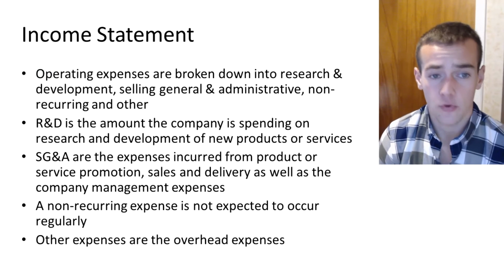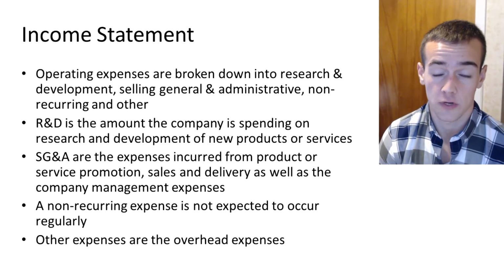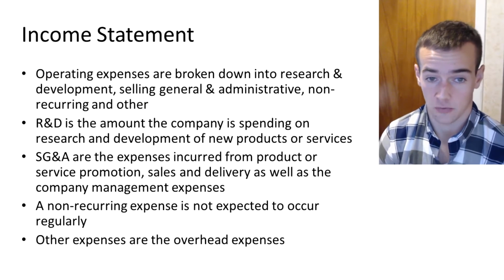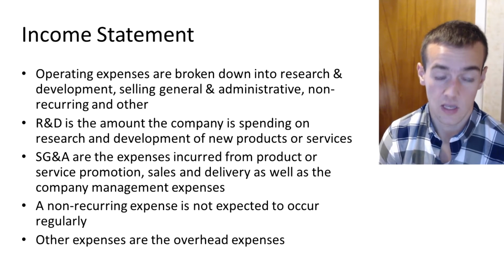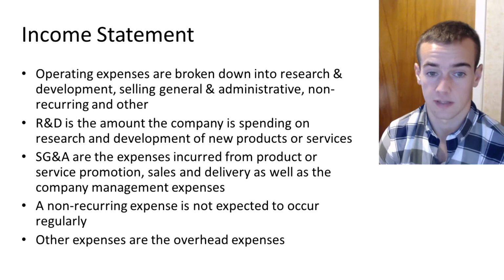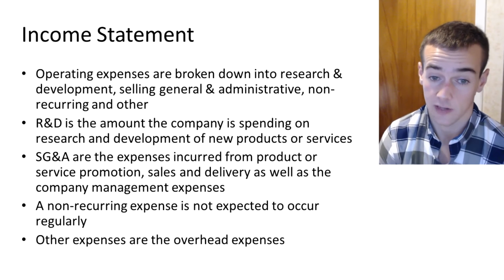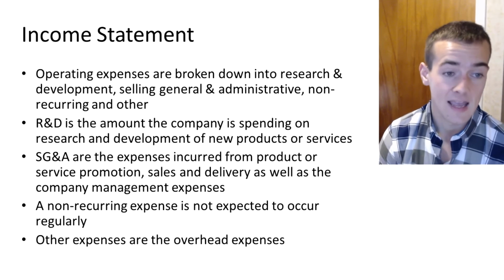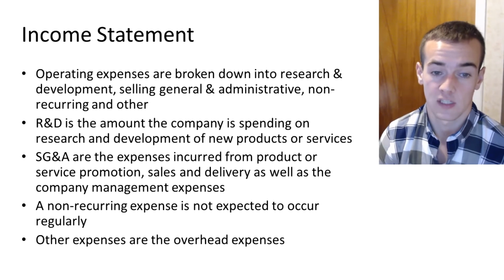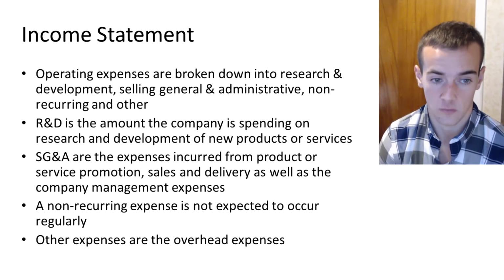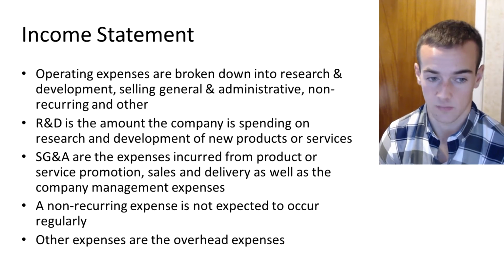statement. Now, operating expenses are broken down into research and development, selling, general, and administration, and then non-recurring as well as other expenses. So R&D is the amount that the company is spending on research and development of new products or services, and then SG&A, or the selling, general, and administrative, are the expenses incurred from product or service promotion, sales, and delivery, as well as the company management expenses.